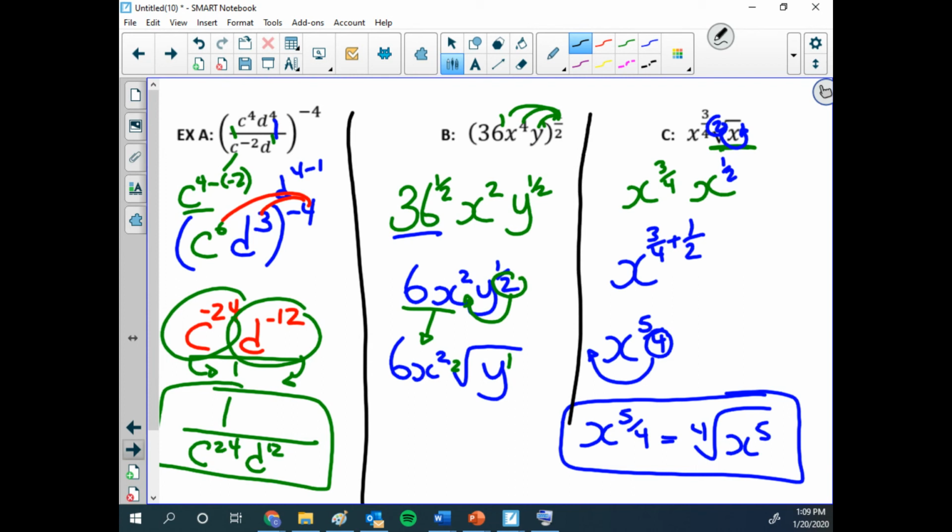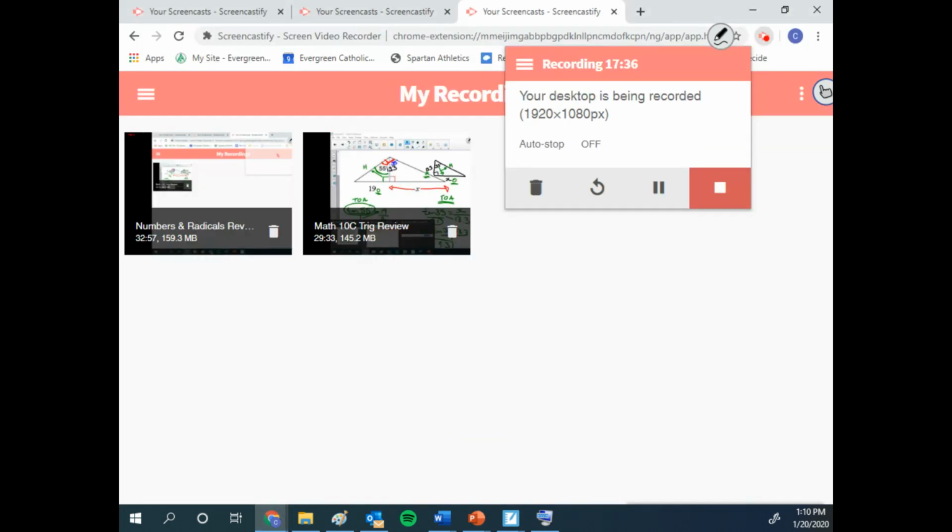And any other questions for exponent laws you guys have? Okay, there's a few additional examples on that review worksheet if you want to look at that, but that's it for exponents.